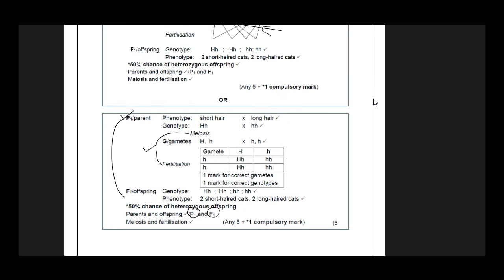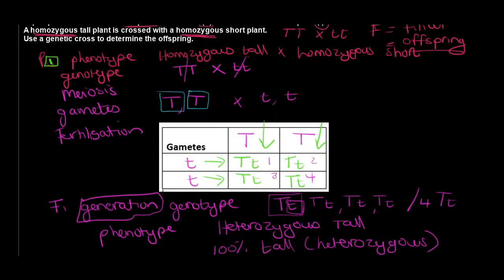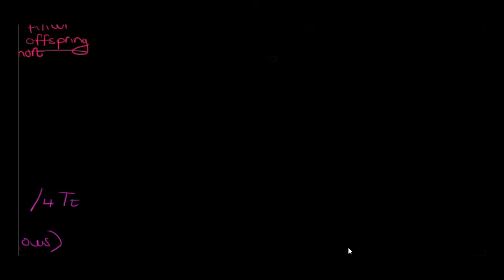Then you would have gotten a mark if your phenotype was correct in the P1 generation as well as the genotype. You would have gotten a mark for gametes, and then for the F1 generation, if your genotype was correct as well as your phenotype. So see the numbers that they put there, we'll do one like that now. So this is where the marking is allocated when we look at these genetics crosses. Now going back to this, I just want to do another example.